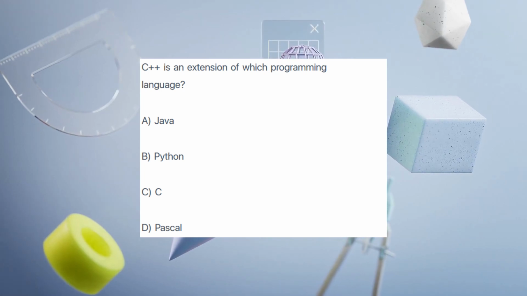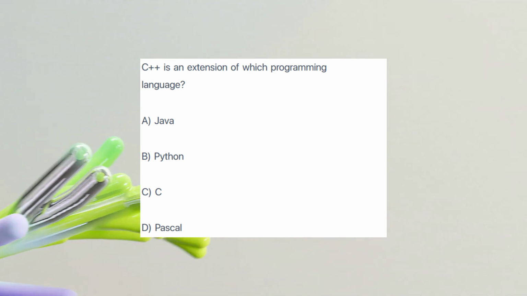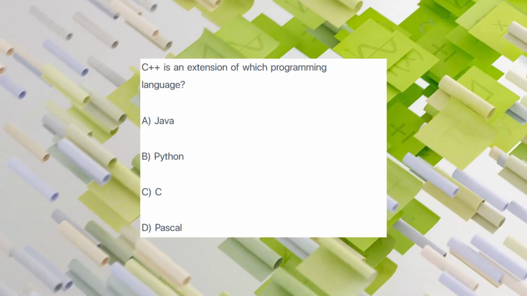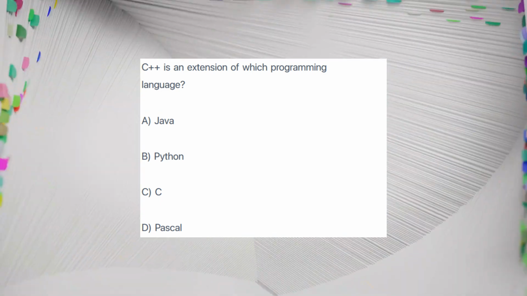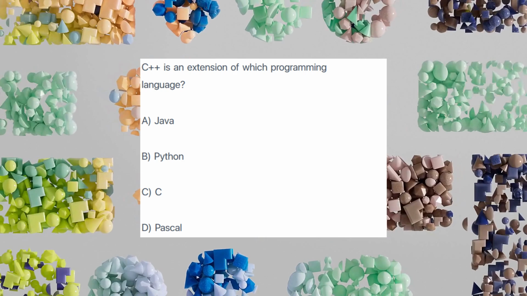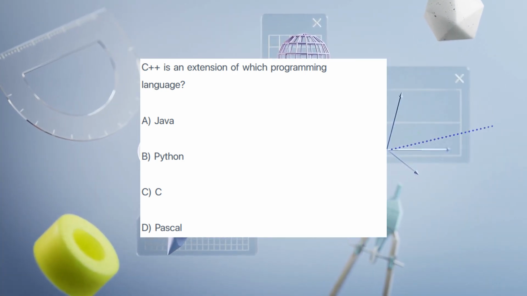C++ is an extension of which programming language? Is it Java, Python, C, or Pascal? Please take a moment. The correct answer is C. C++ was designed as an extension of the C language.